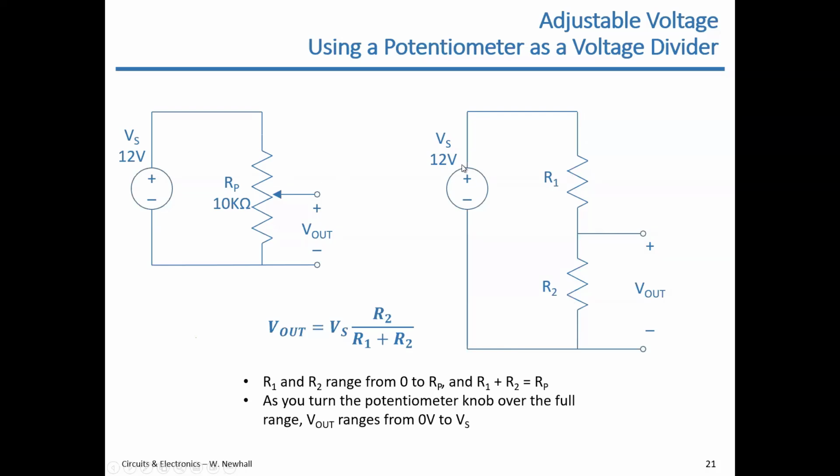So, if this is 10K, 12 volts divided by 10K is like 1.2 milliamps, if I did that right in my head. So no matter what the position is of the potentiometer, you're still going to have 1.2 milliamps flowing down through these 2 resistors. Again, assuming you don't connect anything to the output other than a voltmeter. So current is not affected in the circuit as you turn the knob.